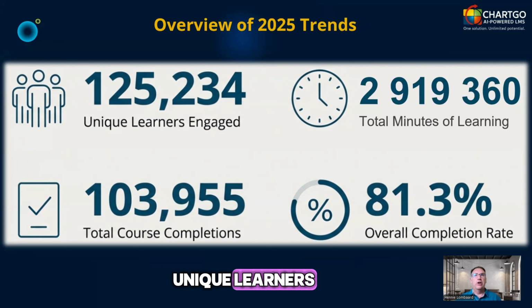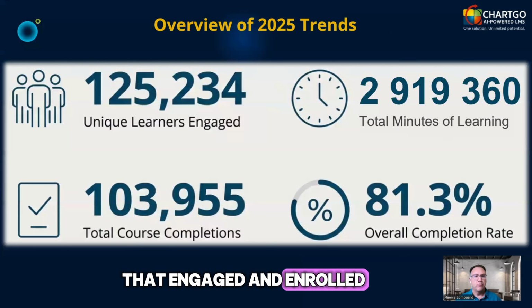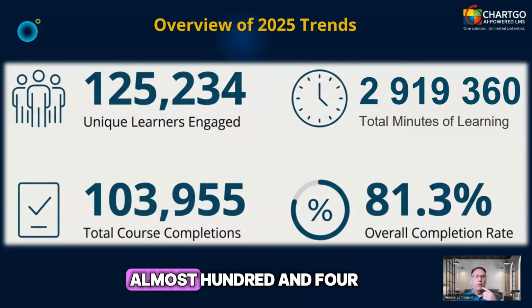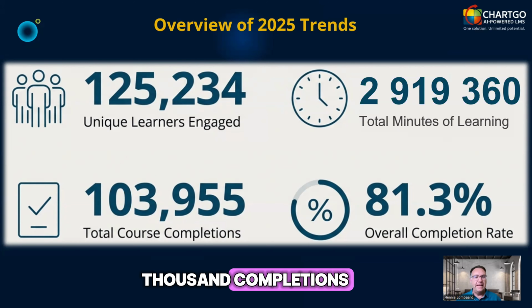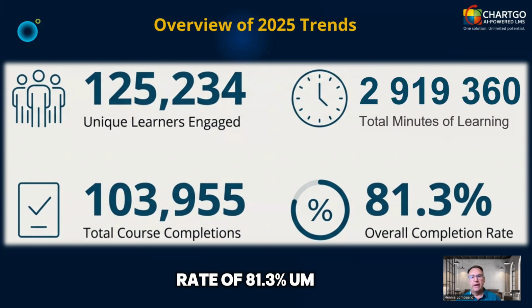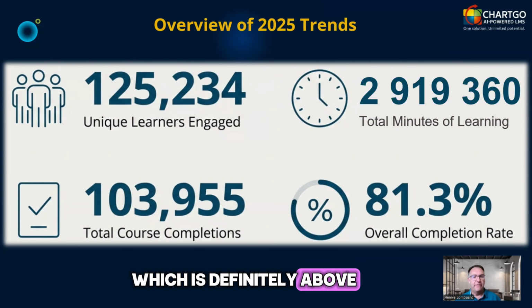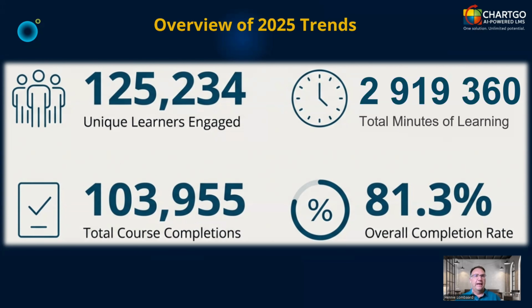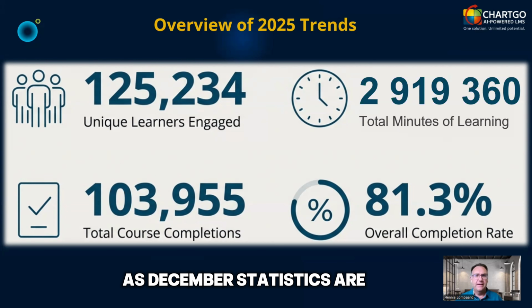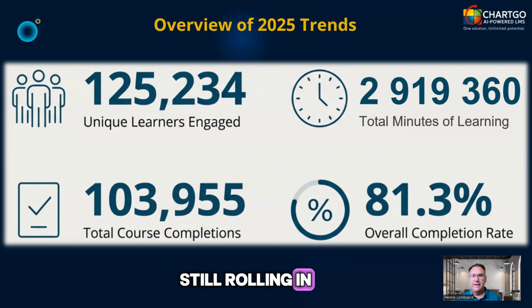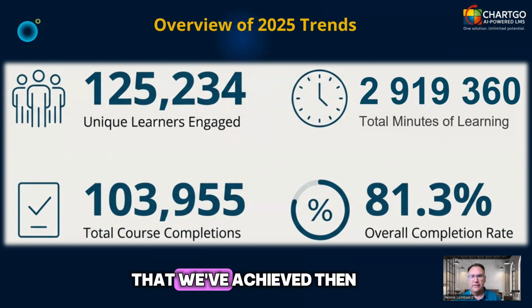125,234 unique learners engaged and enrolled in our courses. Almost 104,000 completions, giving us a completion rate of 81.3%, which is definitely above average in the industry. And as December statistics are still rolling in, there are quite a few that have not been completed yet. So we're very proud of that percentage that we've achieved.